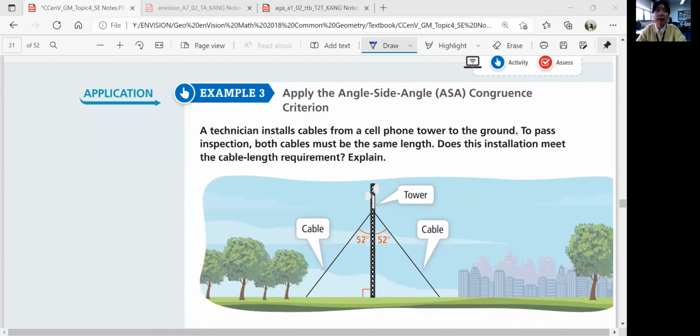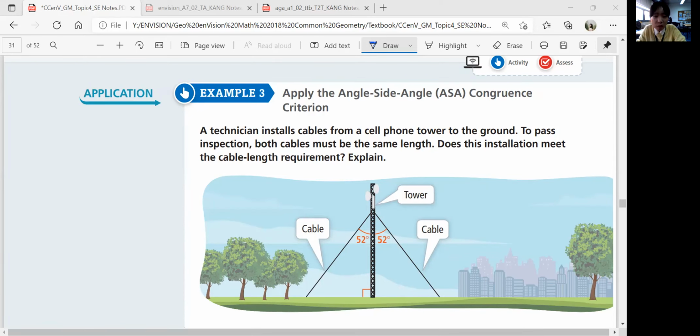Apply the angle-side-angle congruence criterion. A technician installs cables from a cell phone tower to the ground. To pass inspection, both cables must be the same length. Does this installation meet the cable length requirement? Explain. So look at the picture. We have a cable here, that's the tower, and another cable here. And both cables have a 52 degree angle from the tower to the ground.